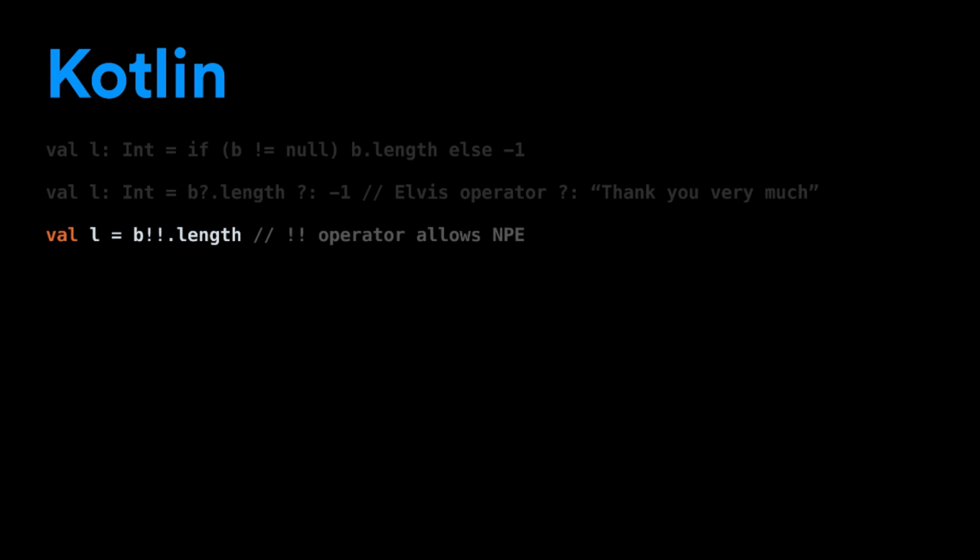If you feel like having even more fun and you love NPEs, you can use what I call the bang bang operator, but it's never fully called that in Kotlin docs. You could say, I don't care what it is, give me the length of B, and if you say b bang bang length, it could be a null pointer exception if B is actually null.